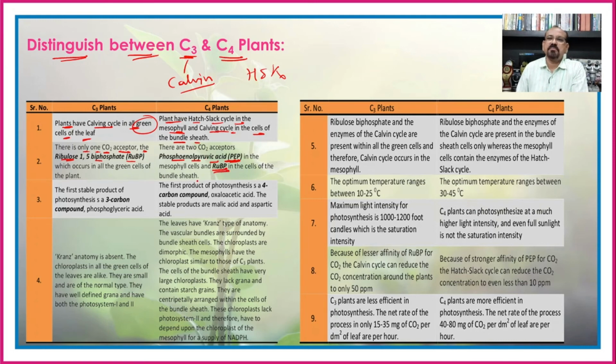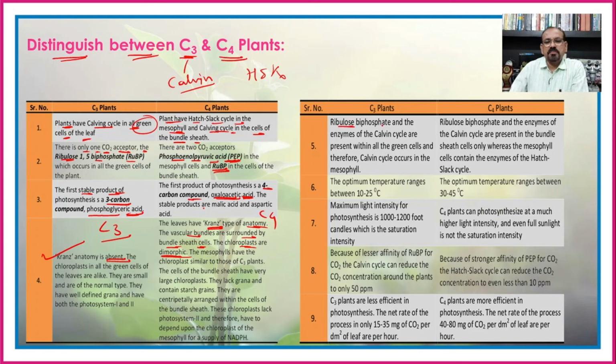the ribulose 1,5 bisphosphate. Then the first stable product is a 3-carbon compound, that is 3-phosphoglyceric acid, while in case of the C4 plants, there is a 4-carbon compound, and that is oxaloacetic acid, and hence here it is the C3 pathway and here it is the C4 pathway. The leaves have the Kranz type of anatomy. The vascular bundles are surrounded by the bundle sheath cells and the chloroplast dimorphism that we have seen earlier. But such Kranz anatomy is found to be absent in the C3 plants or the plants showing the Calvin cycle.